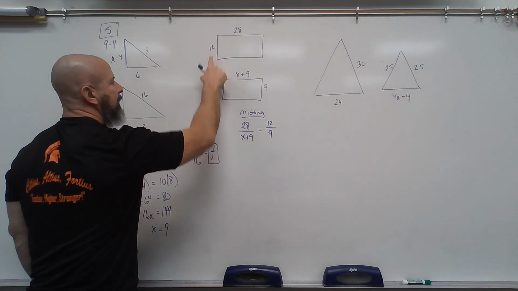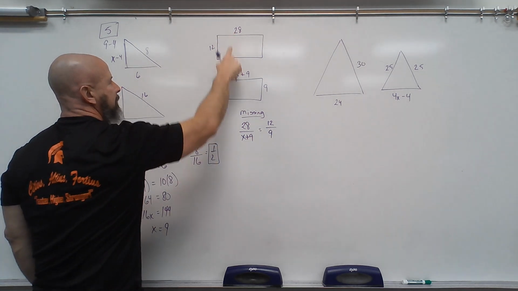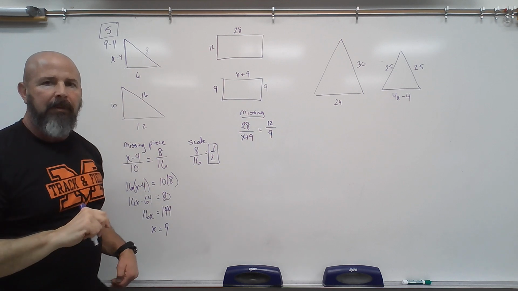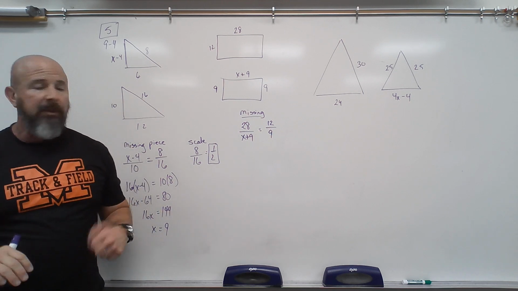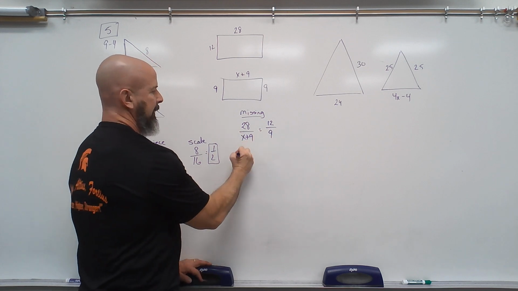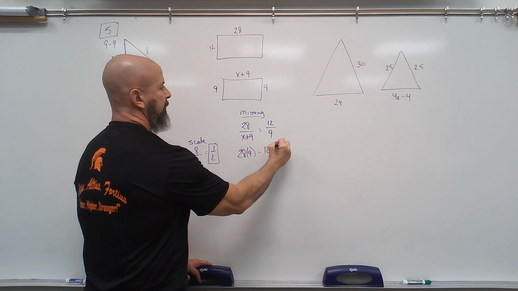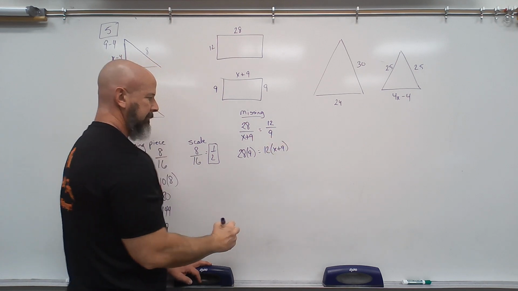I meant to put a 9 there. You have a 9 there on your diagram. 12 corresponds with 9. 28 with the x plus 9. Now there's my proportion to solve we've worked on. So we have 28 times 9 equals 12 times x plus 9.